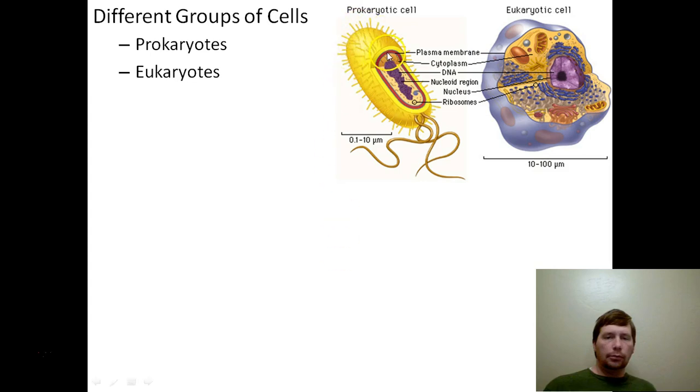Now, prokaryote cells are all bacteria, very small, very simple cells with just a few parts to them. Really, all prokaryotes have is a cell membrane, a cell wall, and ribosomes, and then some DNA floating around. That's it. Eukaryote cells are bigger and far more complex. This picture doesn't do it justice, but your average eukaryote cell is about 10 times the size of your average prokaryote cell.